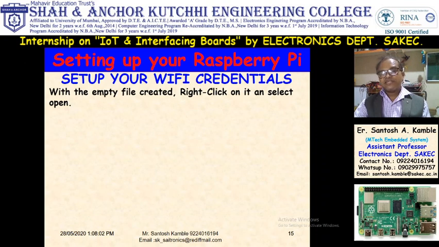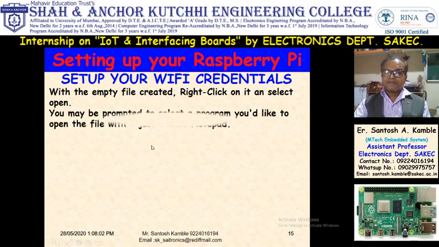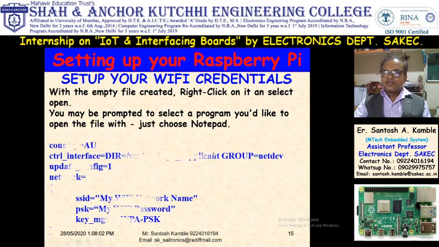Now its extension is config, so when you try to open it, it will ask which software to use to open it. Select a text editor, Notepad. So just select Notepad. It will open in Notepad and you have to write this code. This is the configuration code. In this code you have to change only my Wi-Fi network name and my Wi-Fi password.